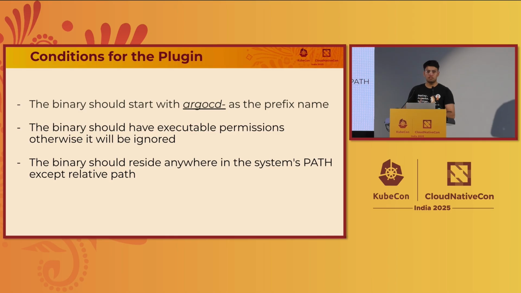And once you have satisfied those two conditions, the last condition that you need to satisfy is making sure that the binary you want to execute resides anywhere in the system's path except a relative path. So it should always reside in the system's absolute path and never in a relative path.